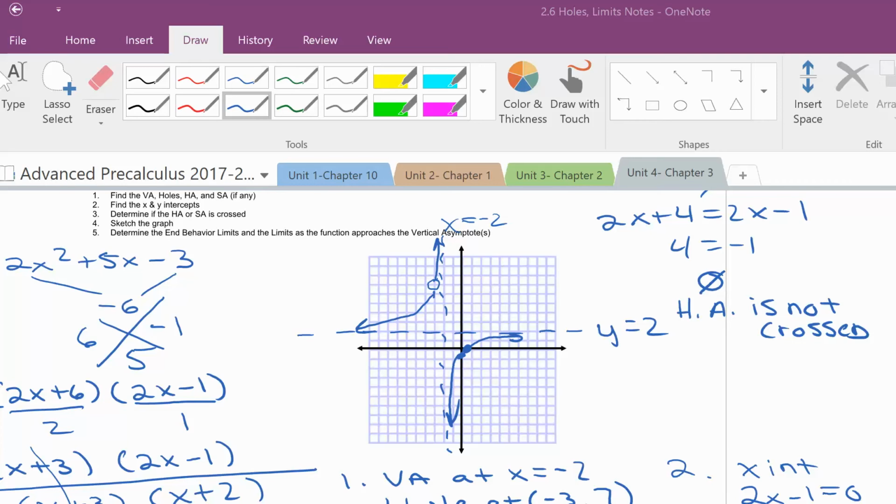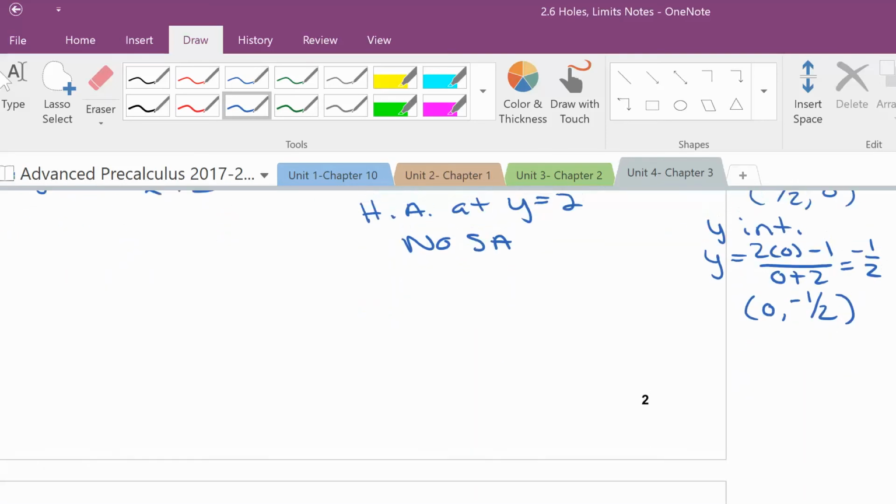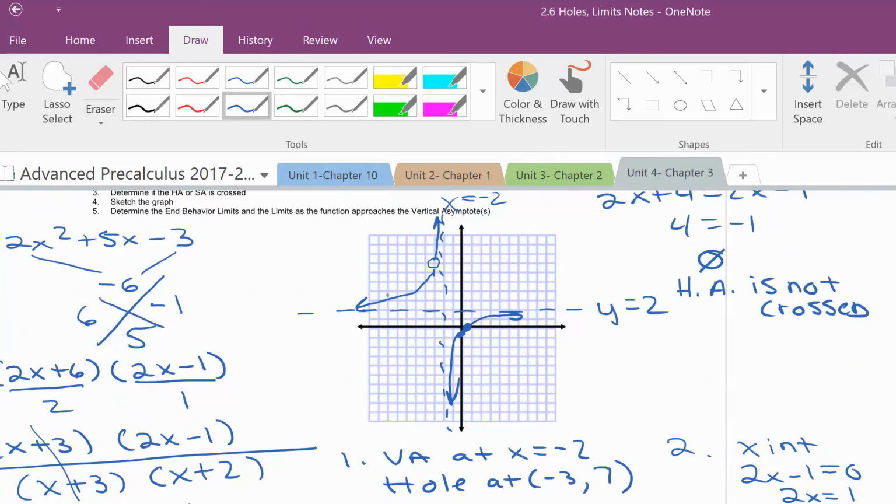So when we do limits, the last thing, we look at our end behavior limits: the limit of the function as x goes towards negative infinity, and the limit of the function as x goes towards positive infinity. As you look towards them, at negative infinity it goes towards 2, and at positive infinity it's going to go towards 2.